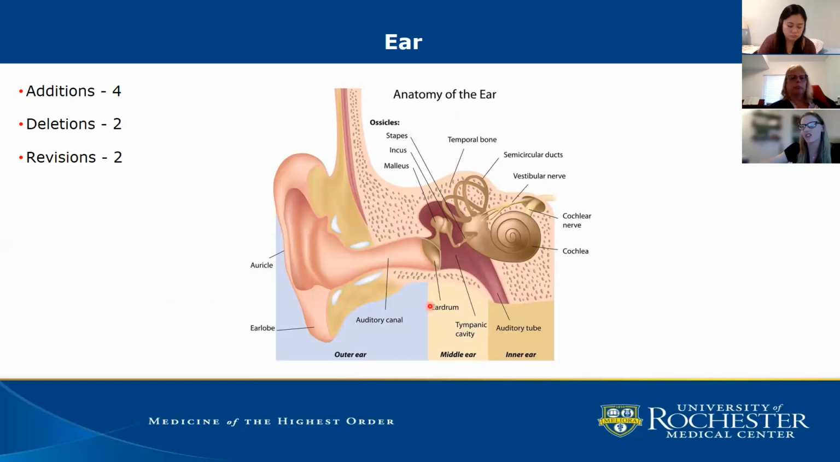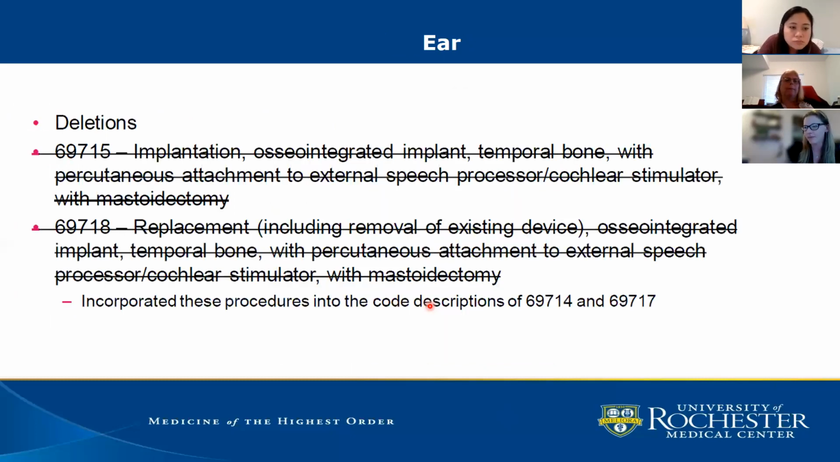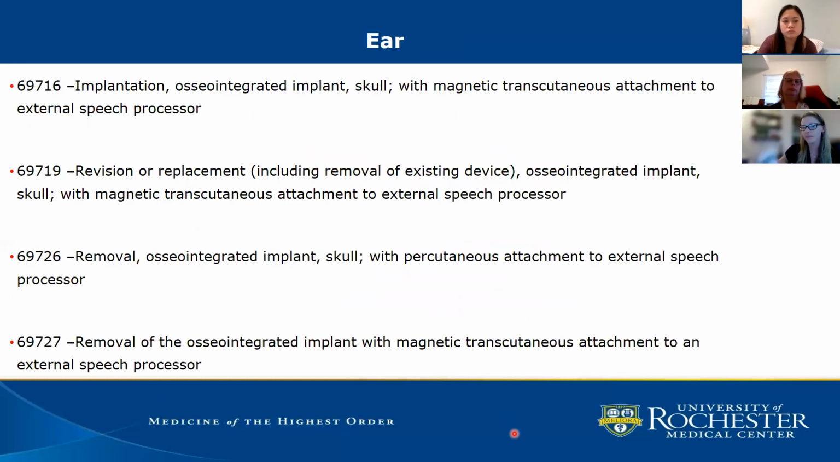Okay, so next chapter is the ear. So we had 4 codes that were added, 2 were deleted, and 2 were revised. So here we have our deletions, and then a little snippet here: these 2 codes were deleted because they're incorporated in the description for 2 other codes.